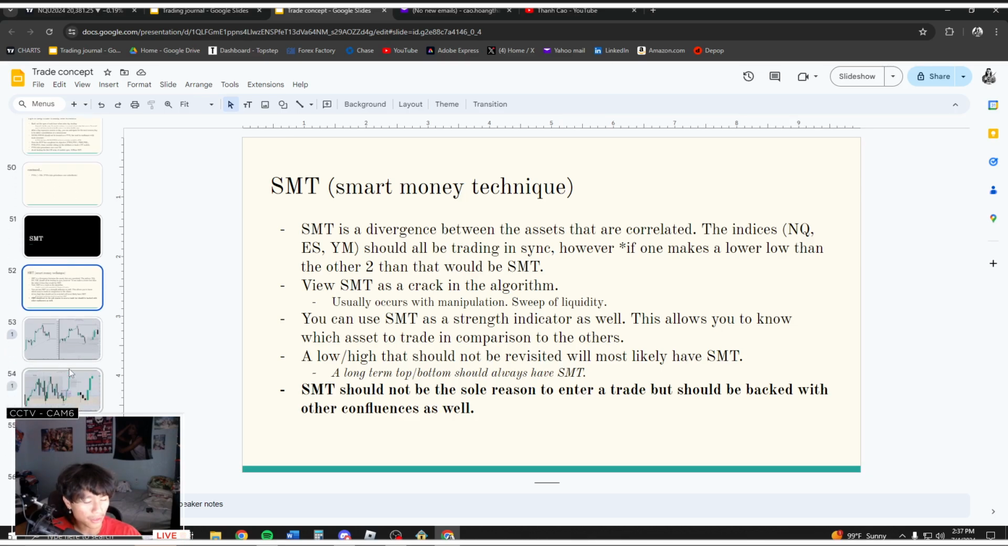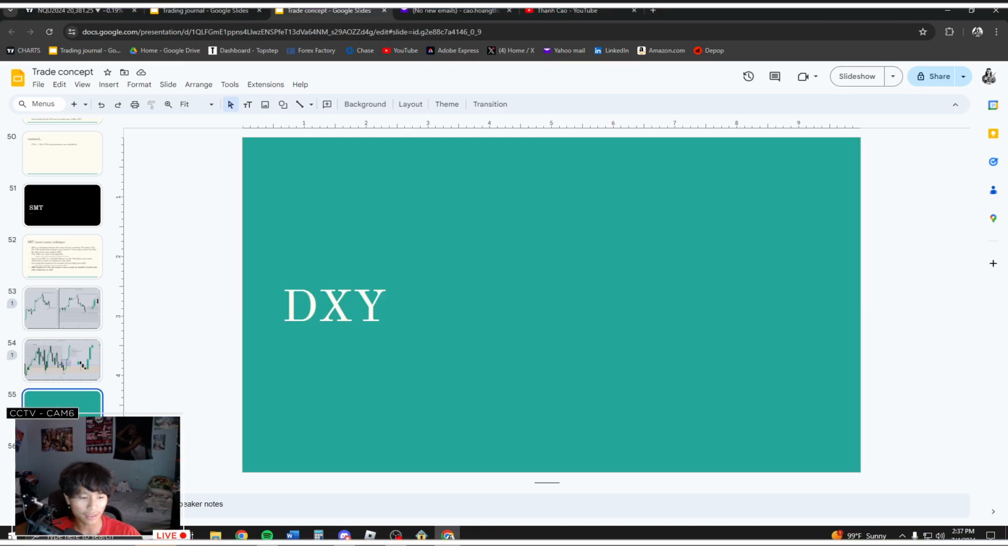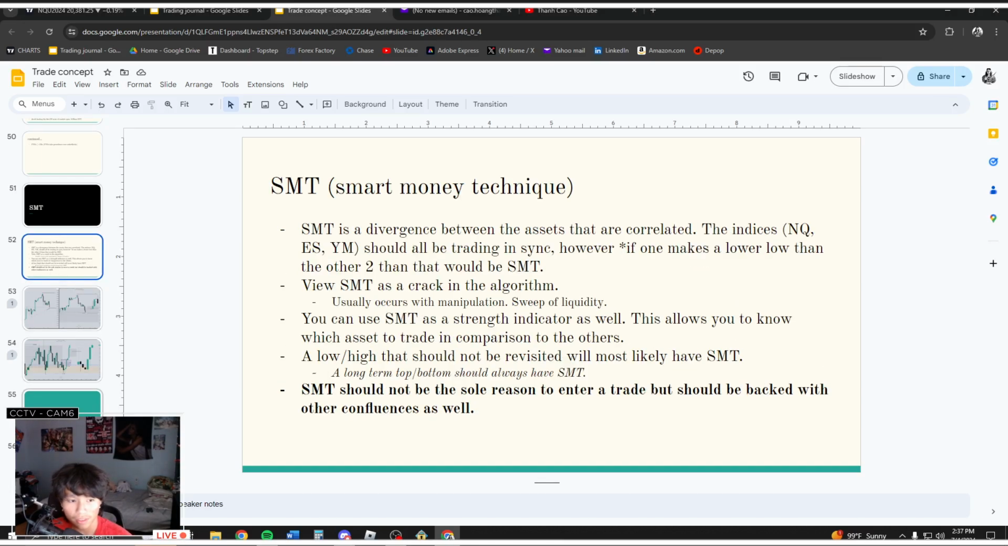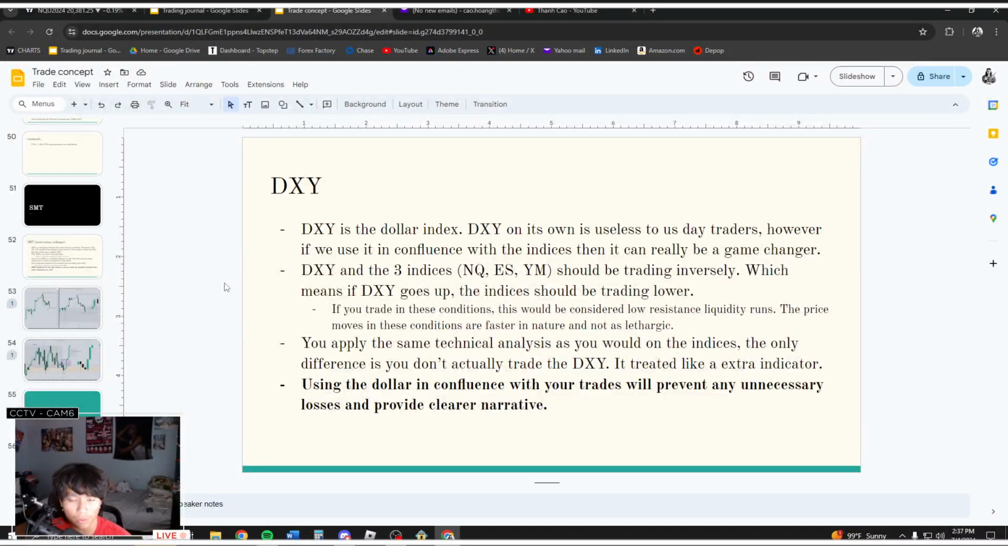So the next topic that I do want to talk about is the Dixie. So Dixie is basically the dollar. Remember how I said that there's correlations in markets? The dollar is inversely correlated to the indices. So if the indices are going higher as a trio, the dollar should be going lower, and vice versa. If the dollar is going higher, the indices should be going lower.